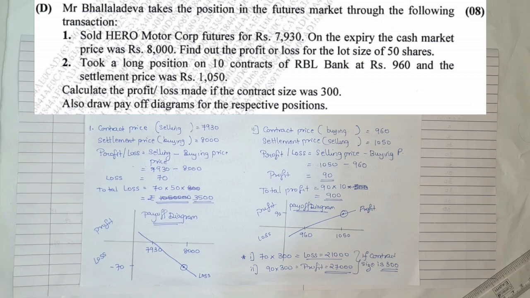Okay, so this is how you all had to solve the sum based on futures, where they give you the buy and sell, and they ask you to make the payoff diagram. Okay, so I hope everyone has understood that. You can note it down once.